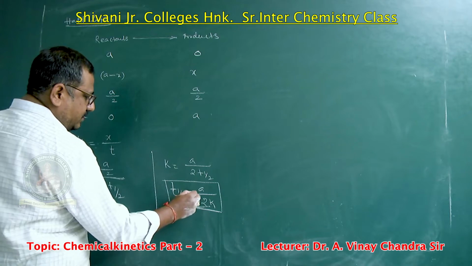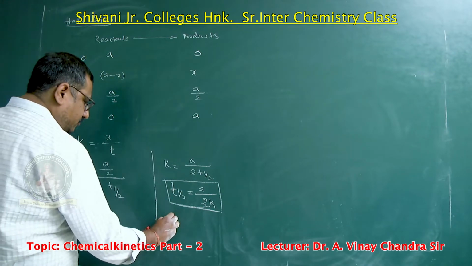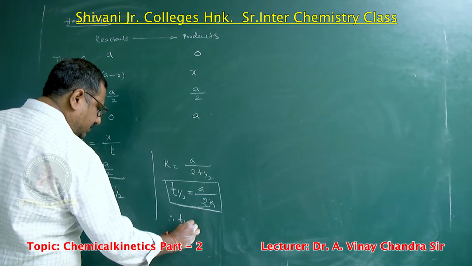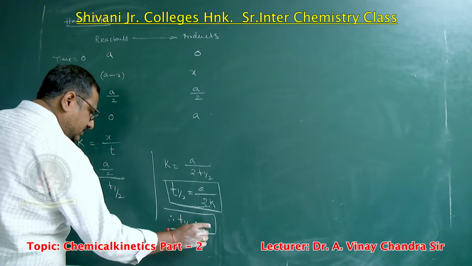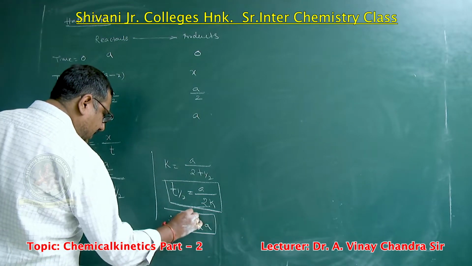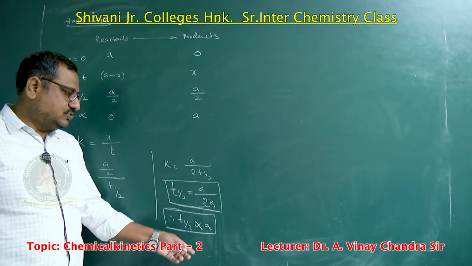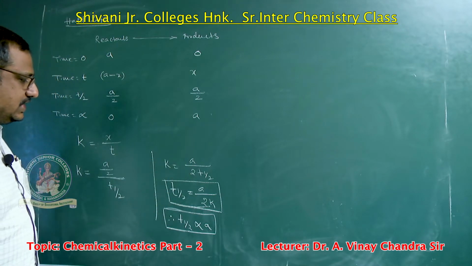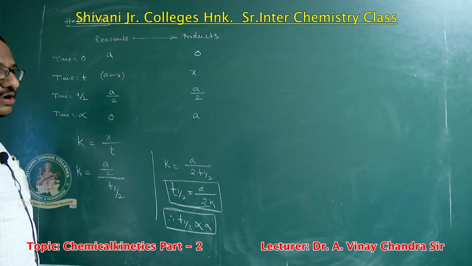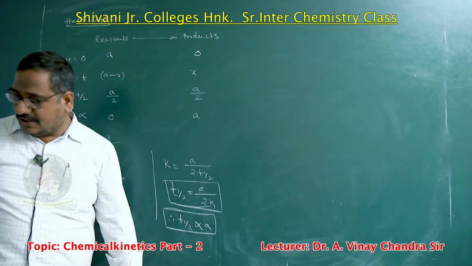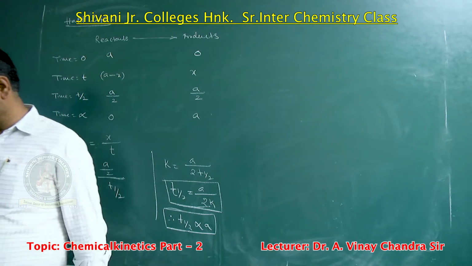Here, A indicates the initial concentration. Therefore, T half is directly proportional to A, where A means initial concentration, and the equation is T half is equal to A by 2K. This is the zero order half-life equation. Half-life means the time taken for half of the reaction to take place.